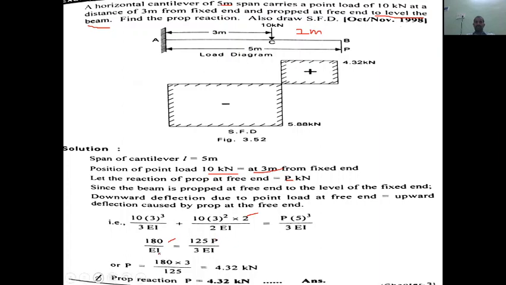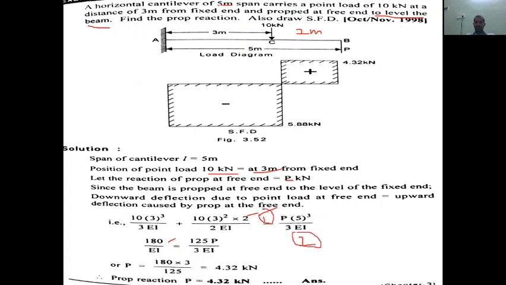And then the upward deflection due to the prop alone. Again, it is PL cube by 3EI. L is 5, so 5 cube is 125, giving 125 P by 3EI. Let us say this is equation 1 and this is equation 2.